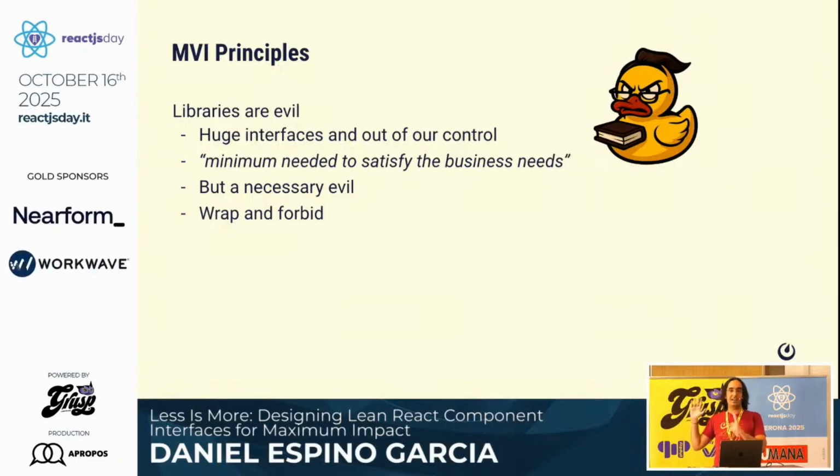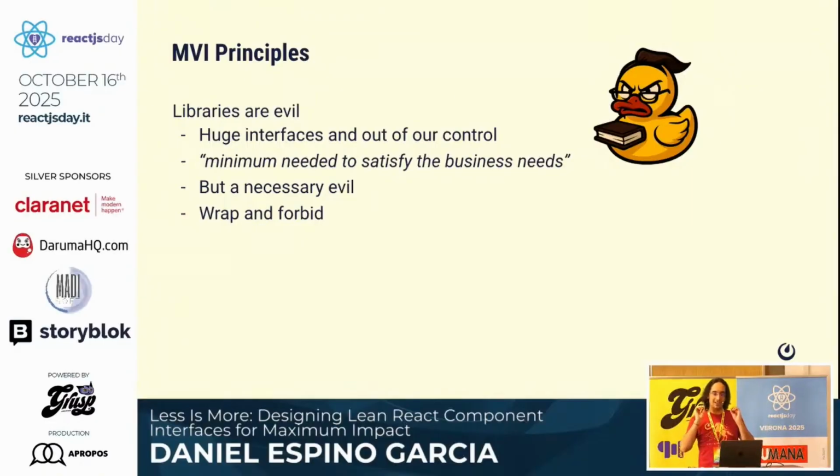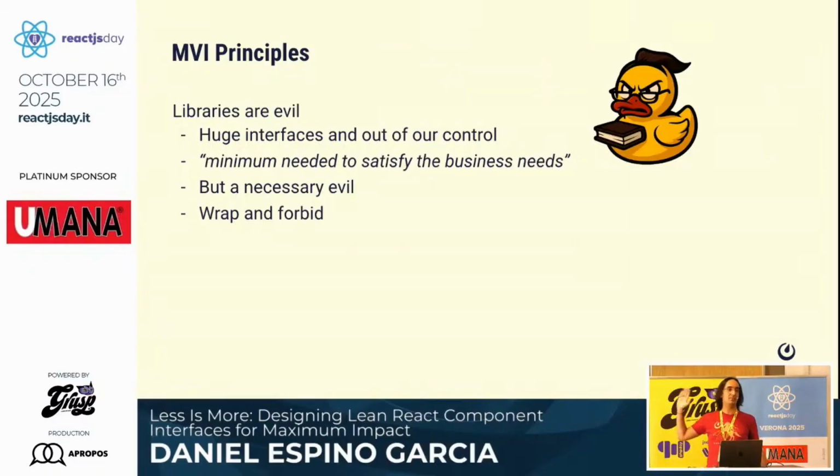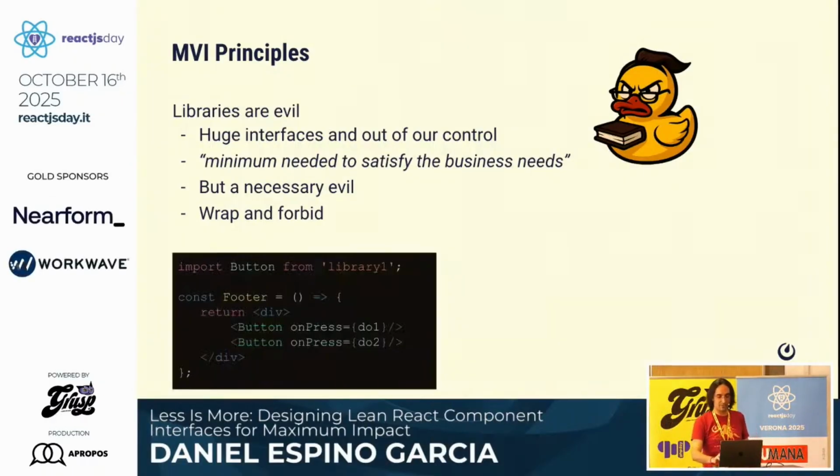And the moment I do that and forbid, with SLIN's rules, that library to be used anywhere else in the code, the day I want to change that library, it's going to be really simple. I only have to change one file. I mean, actually, I have an example here.